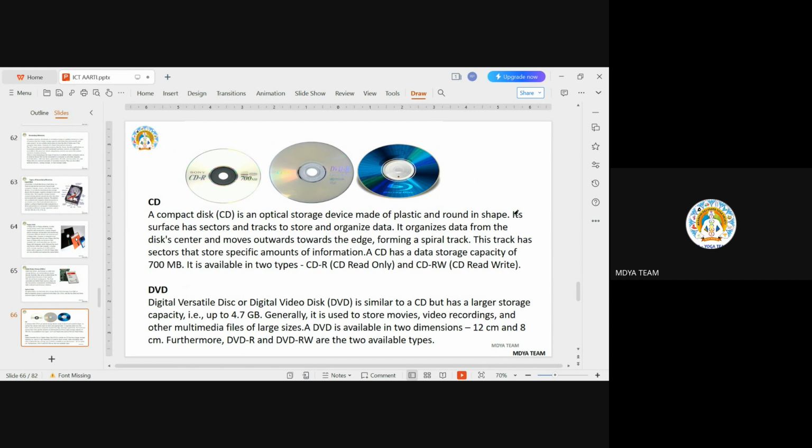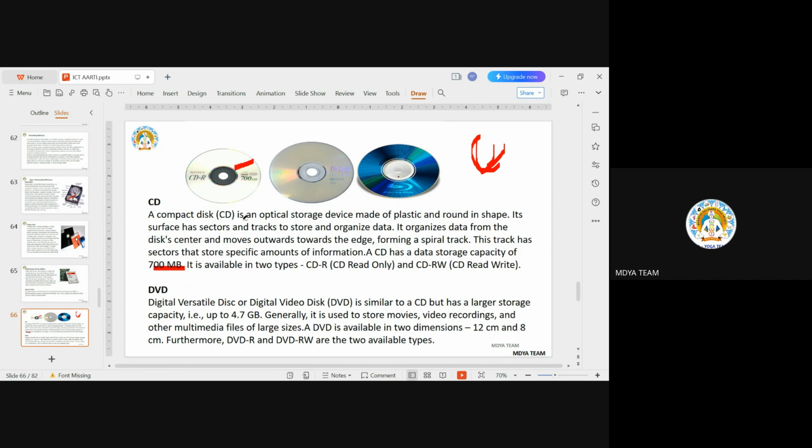The full form of CD is compact disc. It is an optical storage device made of plastic and round in shape. Its surface has sectors and tracks to store and organize data. It organizes data from the disk center and moves outwards towards the edge, forming a spiral. This track has sectors that store a specific amount of information. A CD has a storage capacity of 700 MB.